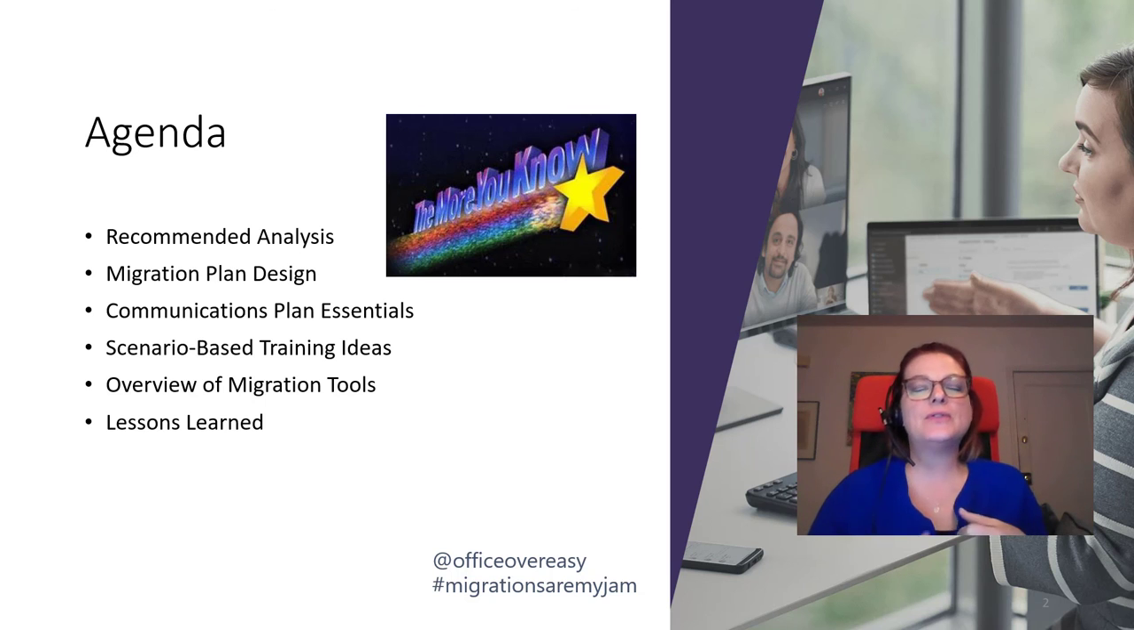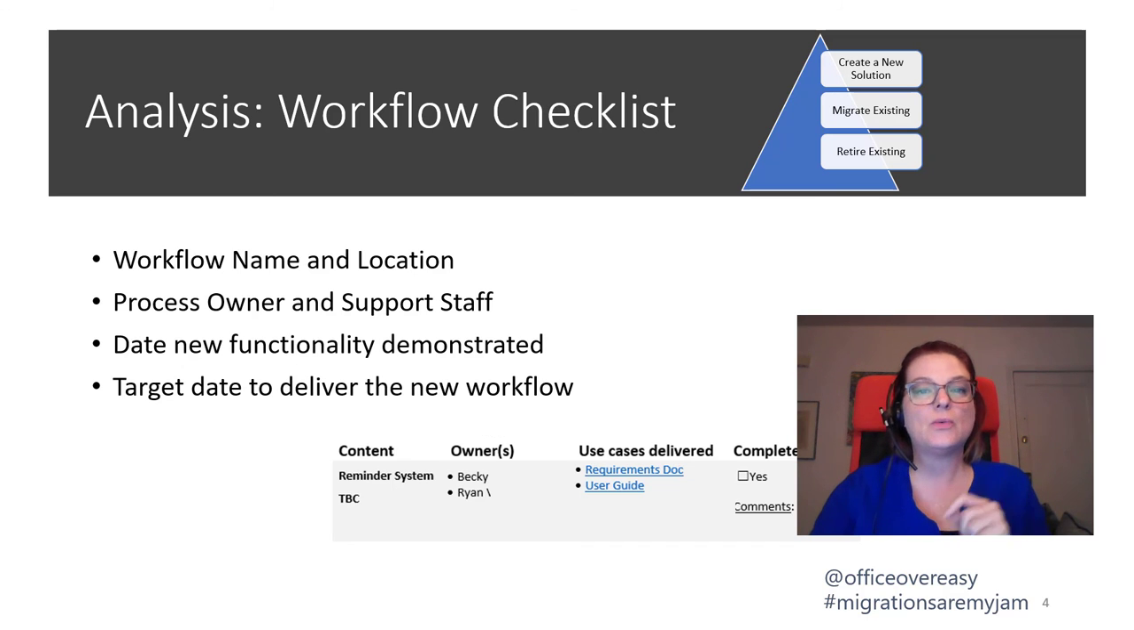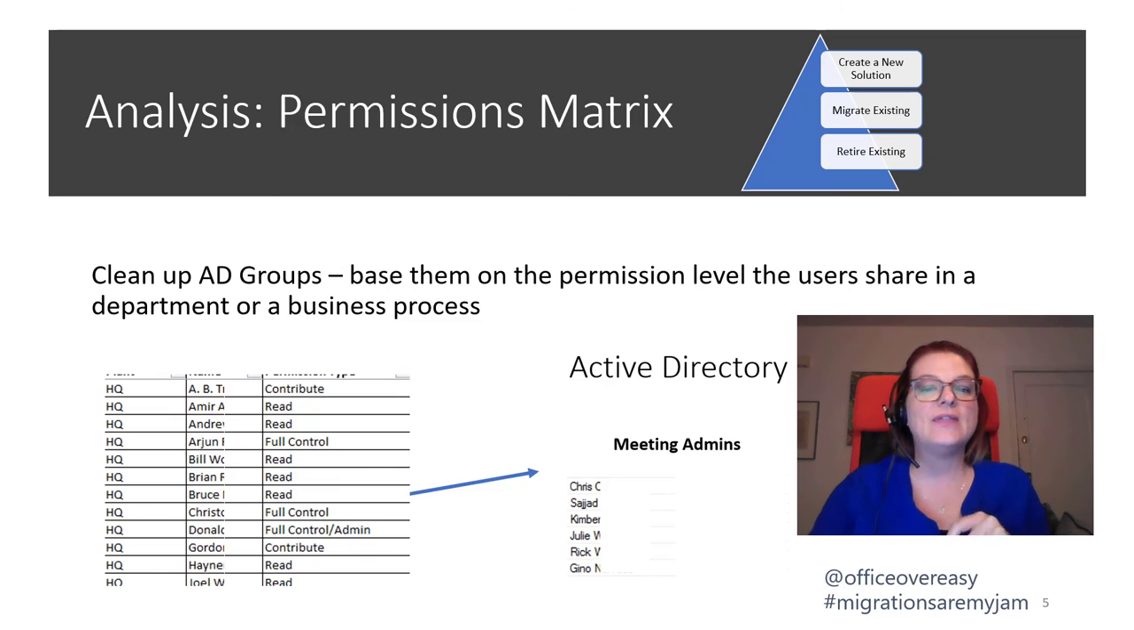In this video, we covered the 3 things that I recommend that you do inside the analysis phase of your project. We talked about doing a content inventory list. We talked about doing a workflow checklist. And then we finished up by talking about doing a permissions matrix.